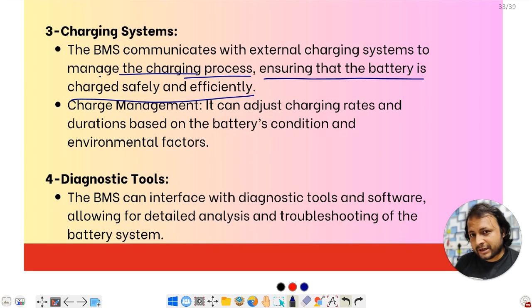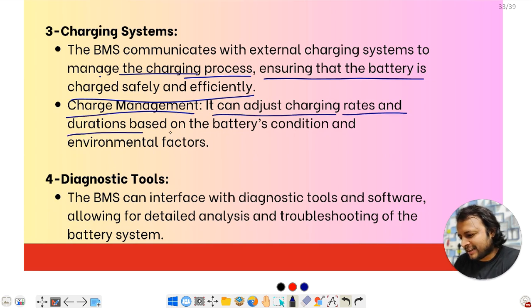Previously we discussed that it can change the rate of charge or discharge. So that means, without communication it is not possible. That means there is a system which can operate this rate of charging with the help of the BMS. Got it or not? And charge management, it can adjust charging rates during the phase.